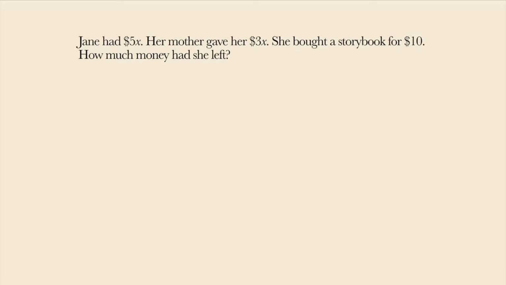And now we have Jane having $5x her mother gave her. So that's an addition of 3x. Next, she bought a storybook for $10, so that's a subtraction. You don't have to do this, but a diagram can help with understanding. So she started out with 5x, she was given 3x, and she had to spend 10 actual dollars.